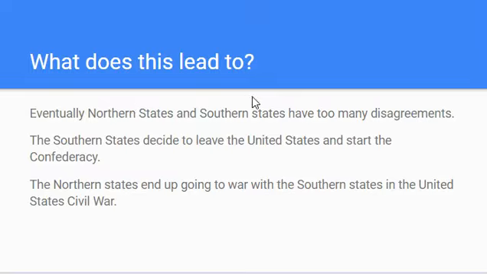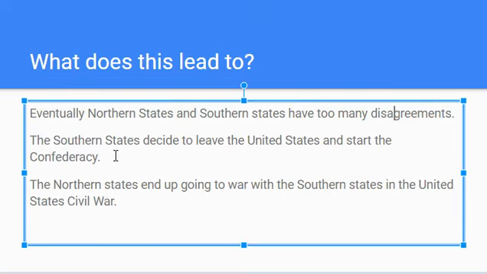Eventually, northern and southern states have too many disagreements. They do not get along, they don't agree on anything. And the southern states decide to leave the United States and start the Confederacy. So they pretty much say, you know what? We don't like the United States, we don't like your laws, so we're going to leave. We're going to start our own country. And the northern states end up going to war with the southern states in the United States Civil War. So they end up fighting each other.